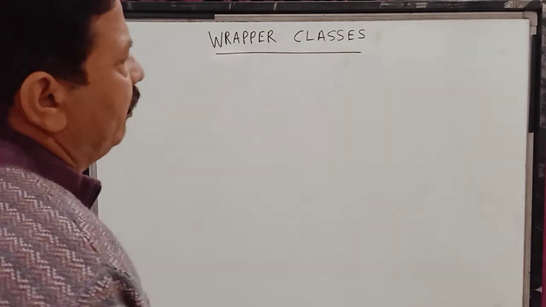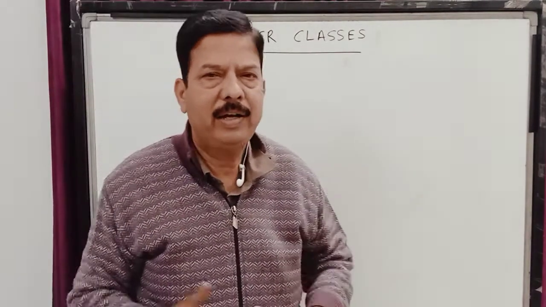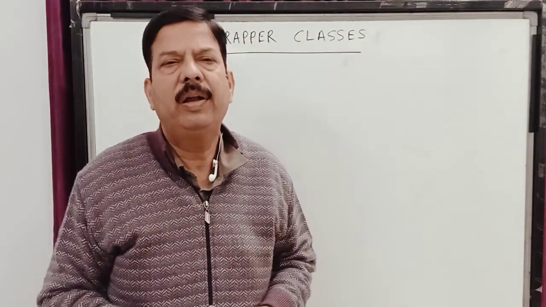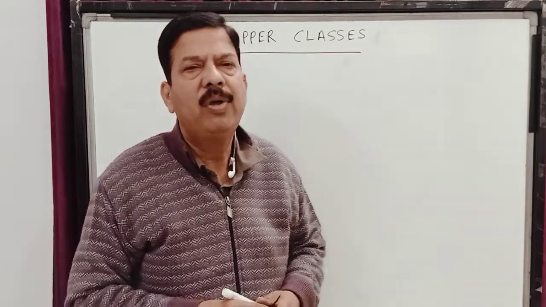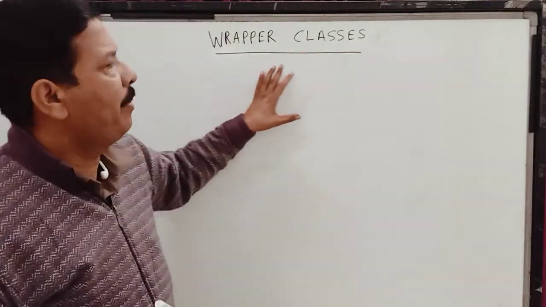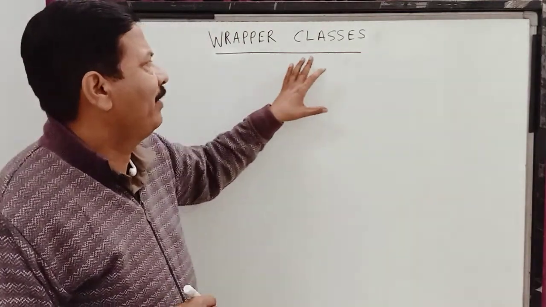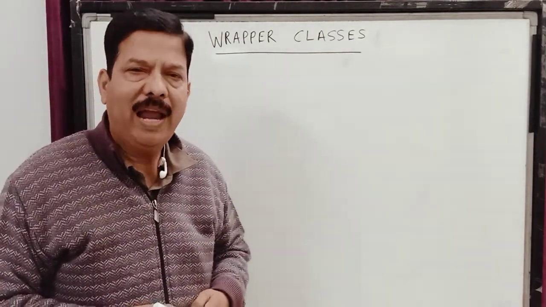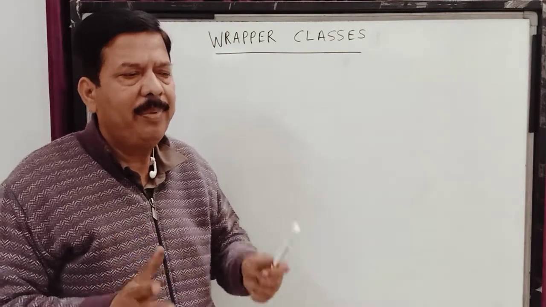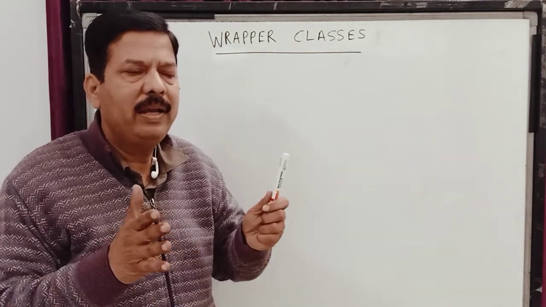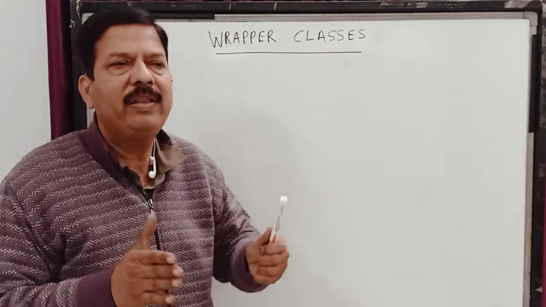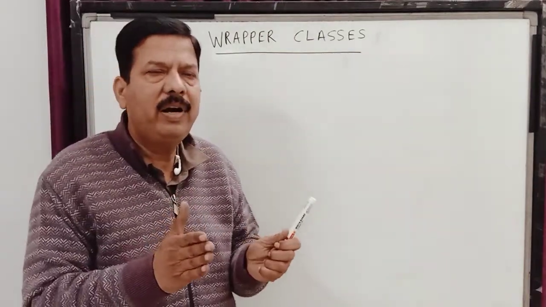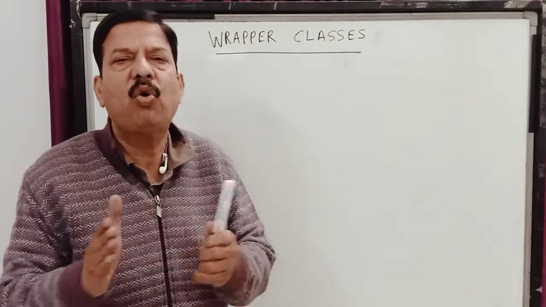So welcome children once again, and we are in continuation with string functions, but before moving on to the rest of the string functions, I want to tell you something about the wrapper classes. We have classes called wrapper classes, and they are available to us in a package called java.lang. The work of these wrapper classes is that they convert the primitive data type into objects.